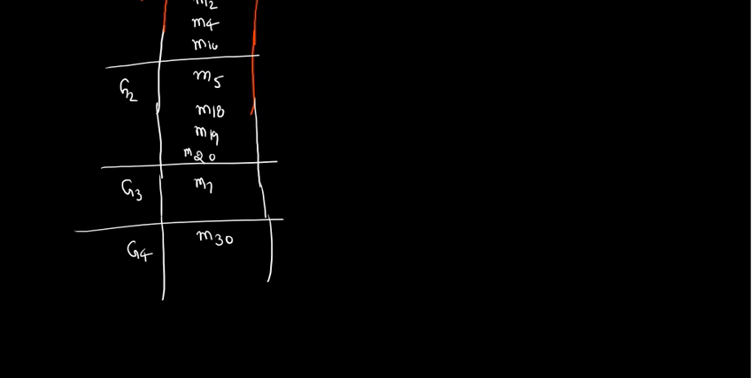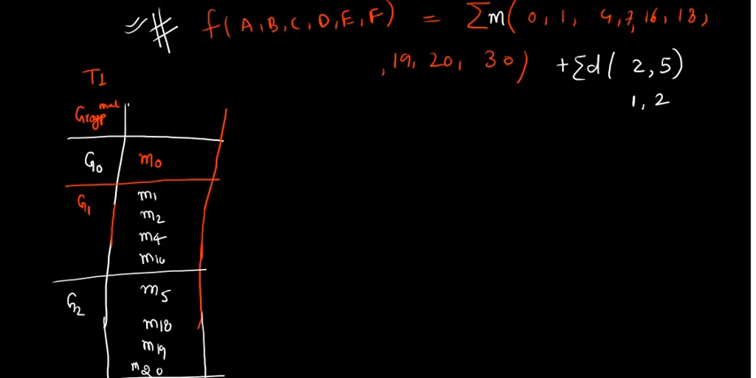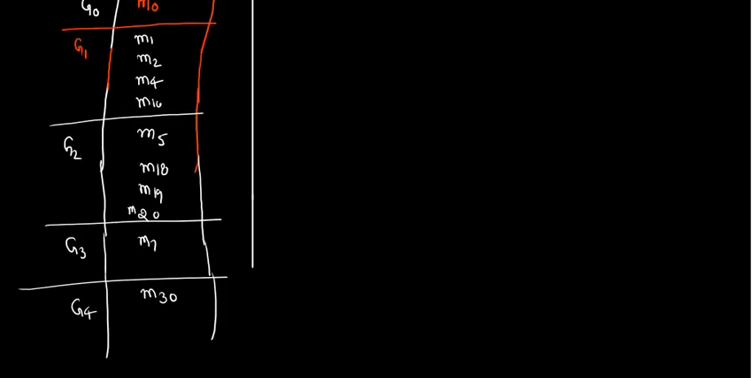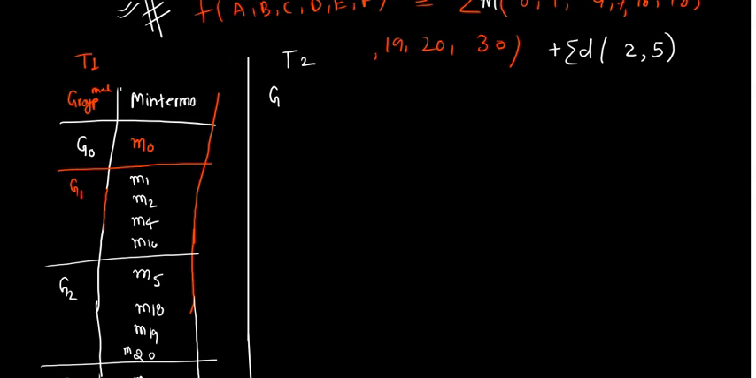Next, our job would be to make table 2. I'm just now erasing this. Table 2, right? Table 1 is done, not the job, because table 1 would be required in order to find table 2. Table 2: group name and min terms.